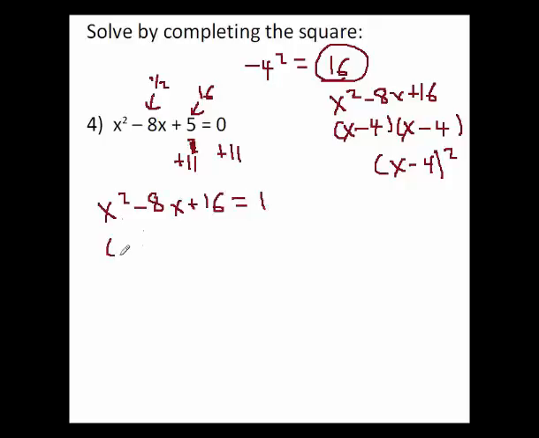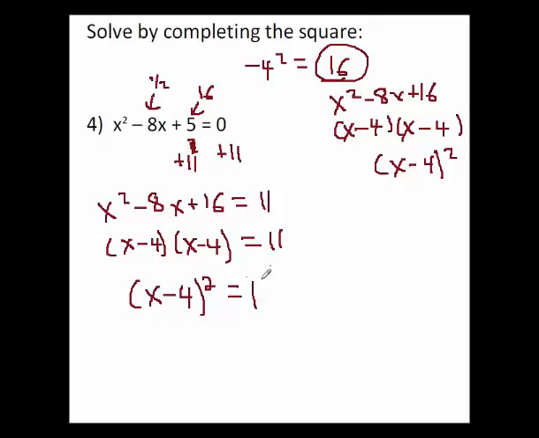This can now be factored into x minus 4 times x minus 4, which we did on the other side, equals 11. This, of course, becomes x minus 4 squared. Same thing, same exact expression. In order to get rid of a square, all we have to do is take the square root of the whole thing, right? Take the square root of this whole thing, take the square root of this whole thing, and you've got x minus 4, because the square root of something squared is just that, equals square root of 11.